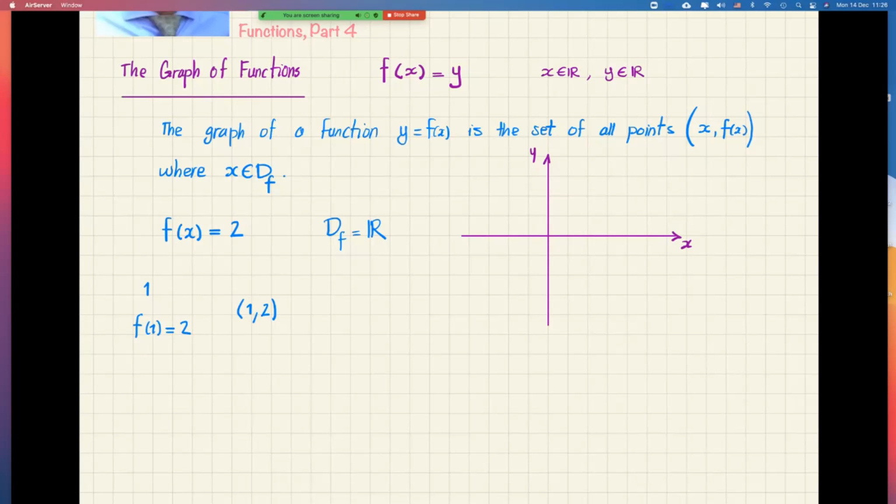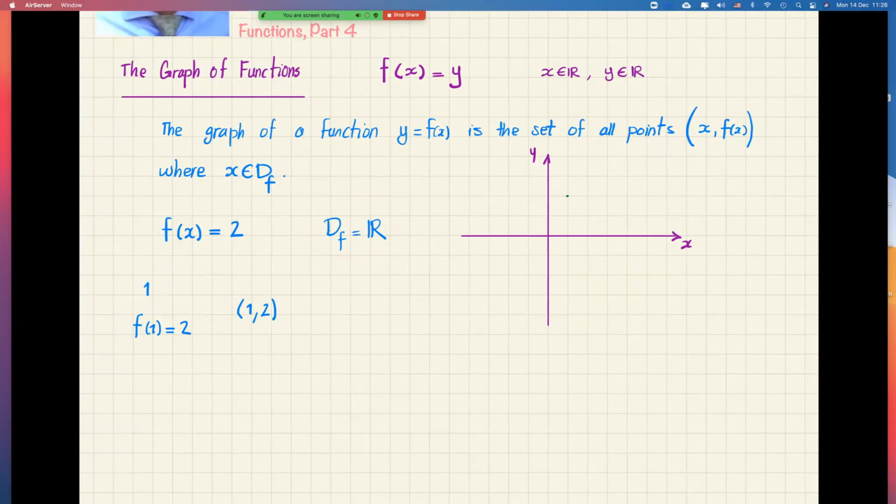So for example, let me change my color. This is one point that I put here. Yes, so this is one point of what I call the graph of the function. Okay, this is done. Let me choose another point. For example, I have of course infinitely many, but let me choose another one.